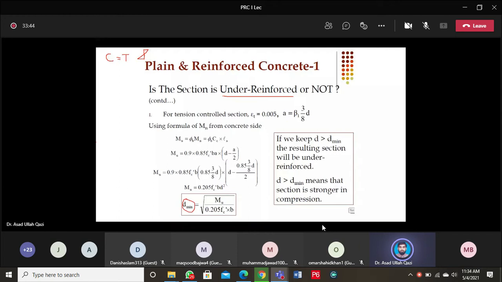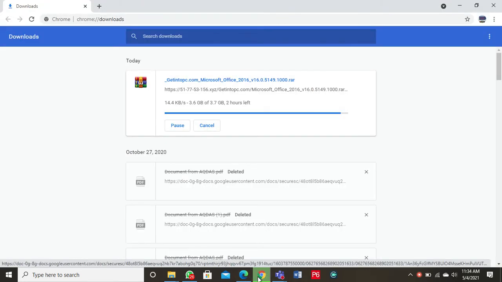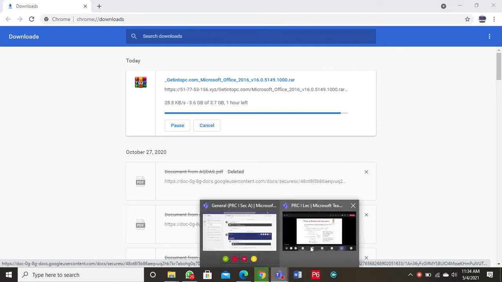So what we are going to do is, first we are going to select those strains which are ideal, that is, steel is at 0.005. So this is the ideal neutral axis or uniform stress block depth and the strain in the steel bars corresponding to failure in concrete.